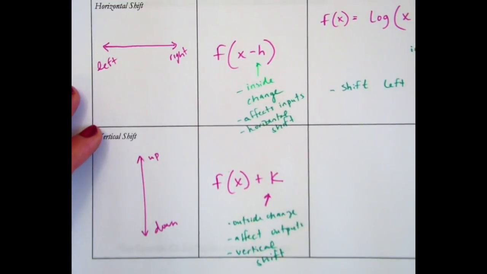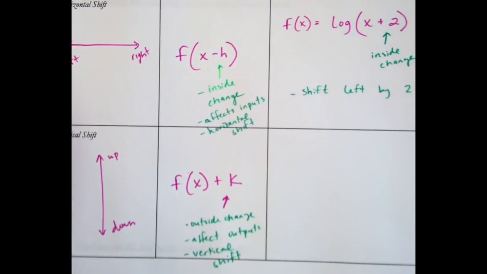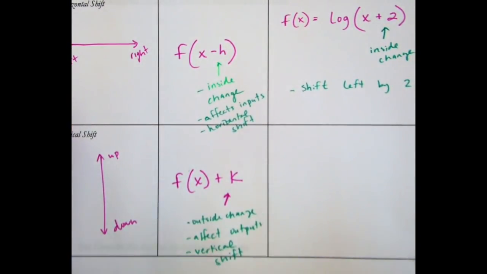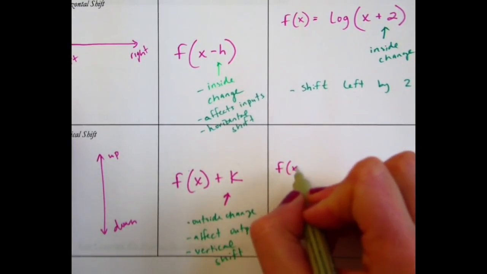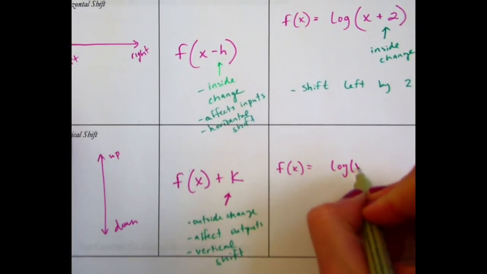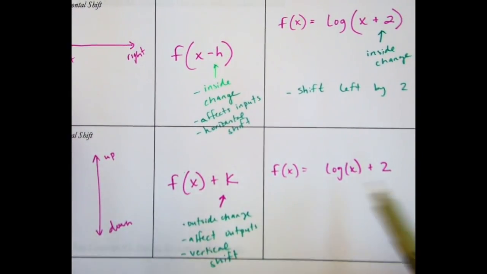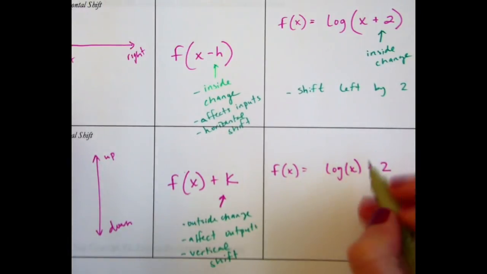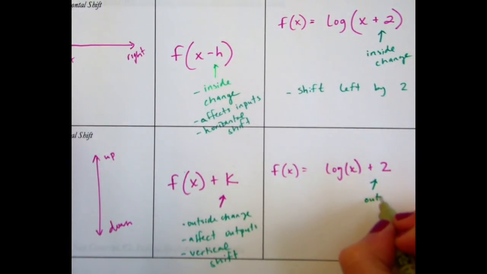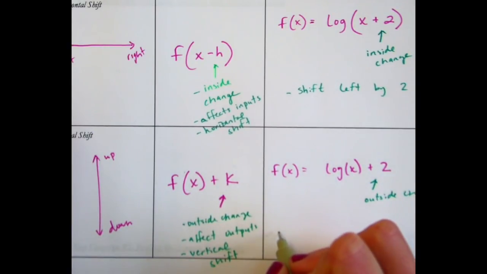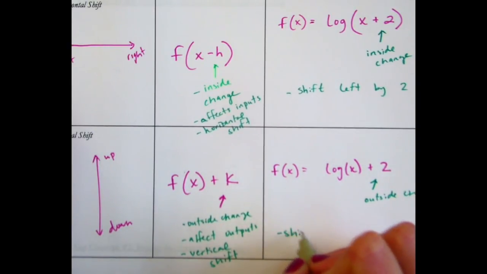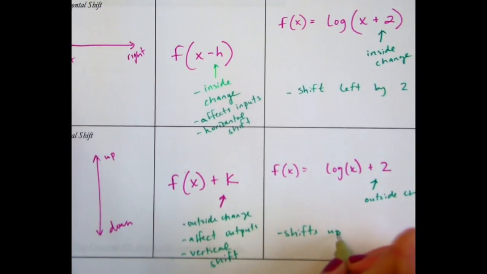Okay, so same idea over here with the example. If we had f of x equals log x, close parentheses, plus 2, so the only difference here, inside or outside parentheses, actually changes a lot. This is going to be an outside change, so it's going to impact the outputs, and it's going to result in a function that shifts up by 2 units.